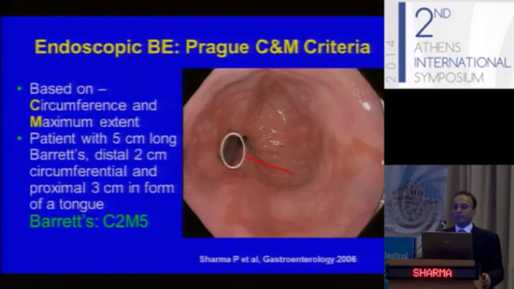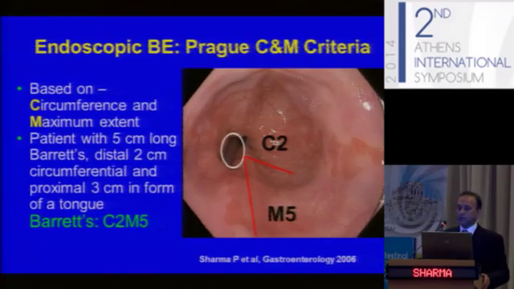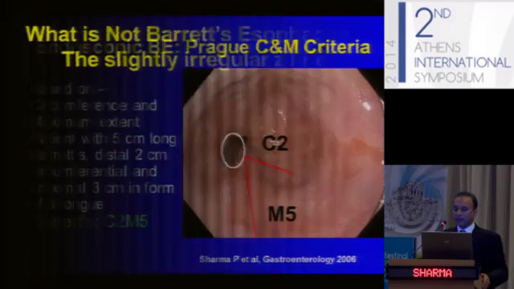You measure the circumferential columnar-lined esophagus, which will give you the circumferential value, and then you measure the most proximal tongue of columnar-lined esophagus to the gastroesophageal junction, which will give you the M value. And so this helps you in diagnosing and grading Barrett's esophagus based on the Prague C&M criteria as to what the C value is and what the M value is.